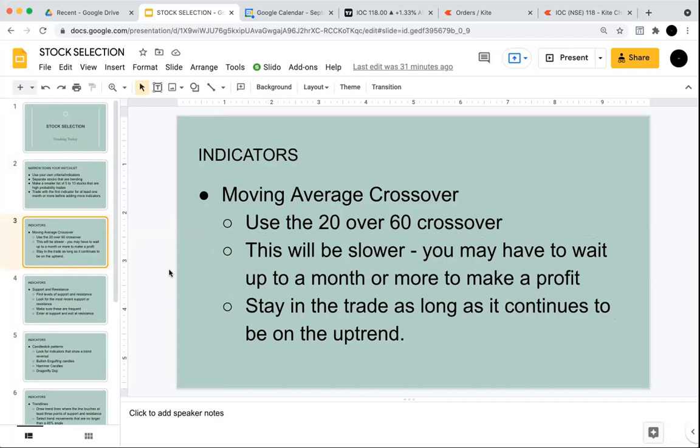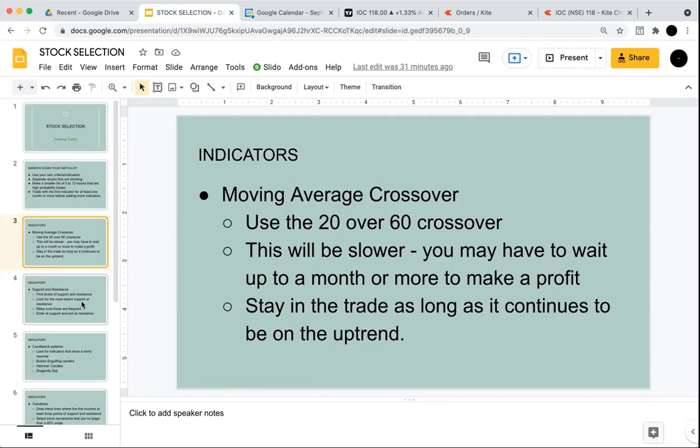So just look at the chart every day. It may only take you 5 minutes, 10 minutes, that's all. Look at the chart, open it and take a look. As long as the 20 is over the 60, stay in it, okay? And then once it reverses, you can get out. And that's a good time to get out.